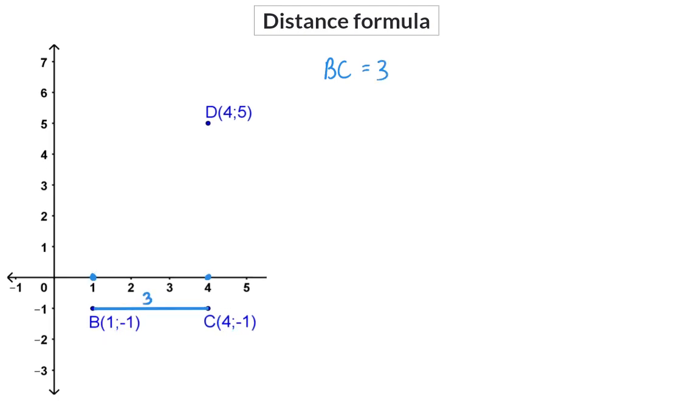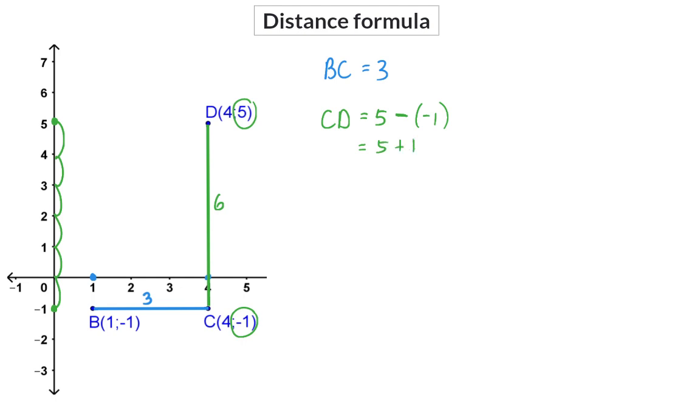Next, let's determine the distance from C to D. These 2 points lie in the same vertical line. Therefore, we can focus on their y values. From a y value of -1 to a y value of 5 is a distance of 6 units. This distance indicates the difference between the two y values. So the difference means minus, and we are going to take 5 and subtract -1, which will become 5 plus 1 and give us the distance of 6.